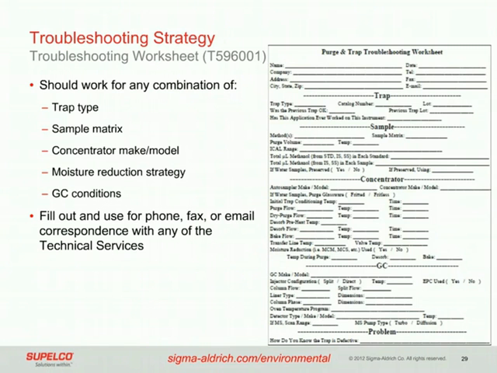A slide or two ago, we talked about instrument conditions and stuff. This troubleshooting worksheet, it's Supelco T596001. You can obtain it from our technical service, but it lists all the questions of all the different parameters that you would use with purge and trap, whether it's GC or GC/MS. Works for any trap, any sample, concentrators, whether you're using moisture reduction, whether you're using dry purge, your GC conditions. And if you were to get this form, fill it out, and send it in to any of the technical services, they would be able to help walk you through whether your parameters are correct or incorrect.